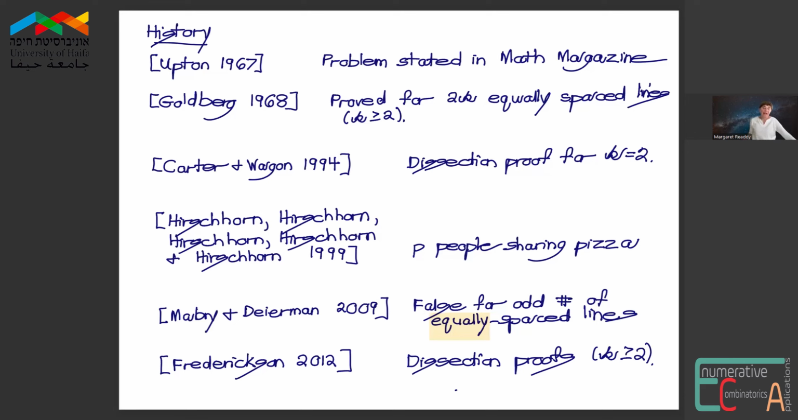Mabry and Deiermann showed that in the case of an odd number of equally spaced lines, the pizza theorem doesn't hold. So for example, you can't just have 3 big slashes and share 6 pieces with a friend. It doesn't work. And Frederickson extended Carter and Wagon's dissection proof from the case k equal to 2 to any even number of slices.